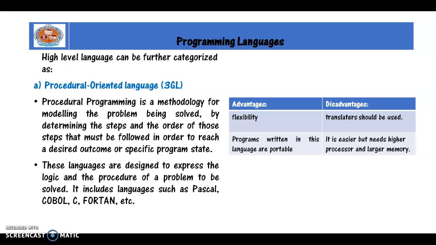Coming to the advantages, as you're writing in an English language, it gives you more flexibility to write the name of the variables as you wish, right? And coming to the disadvantages, here also you need some intermediate thing to convert the language written into machine understandable code, right? That is known as a translator, so it is needed.